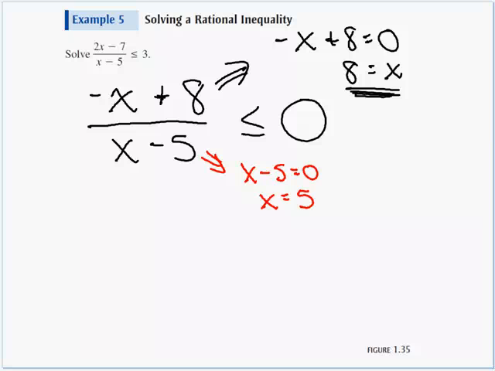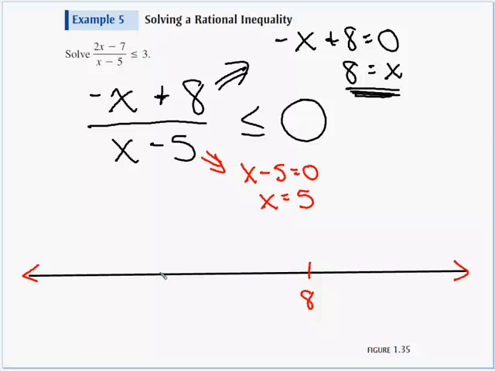Okay, so we can start to work on our number line now. And we know something important is going on at 8 and at 5. So on the number line, let me put my 8 about here and my 5 about here. Now we got to figure out, do we use brackets or parentheses? And it's not just as easy as looking at here. Here is less than or equal to 0.